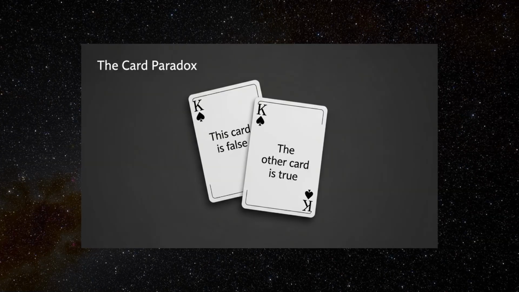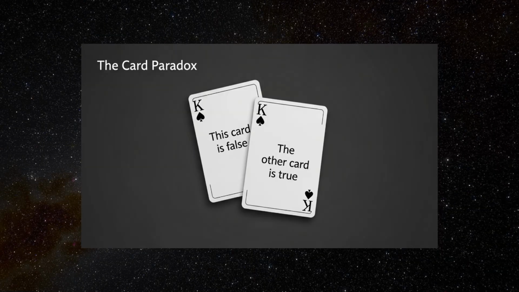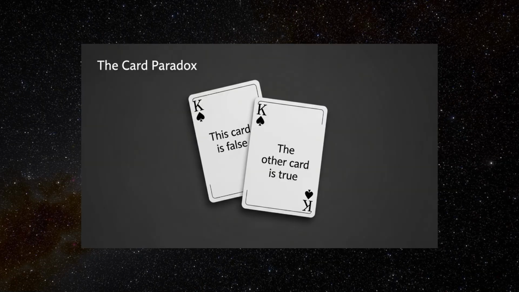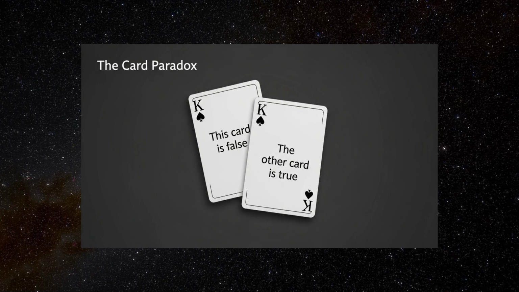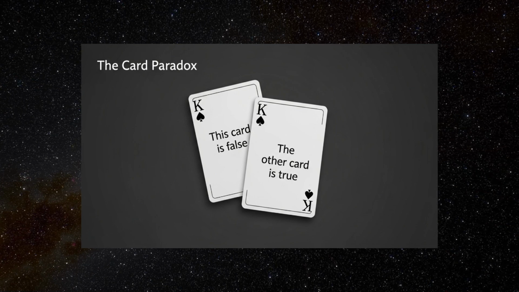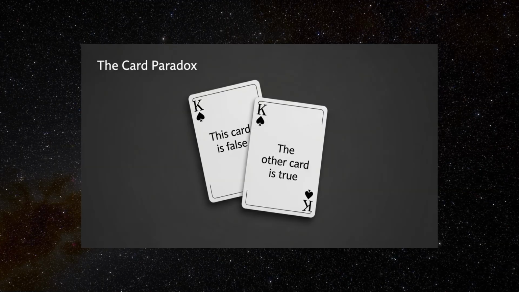In short, the card paradox reveals that natural language, when allowed to bend back on itself, can give rise to logical structures that defy classical binary logic. It reminds us that truth is not always a simple matter of yes or no. Sometimes, the very structure of our reasoning traps us in contradiction.